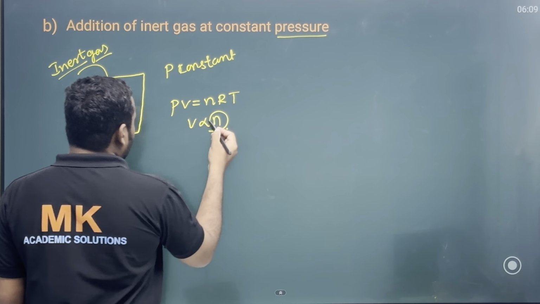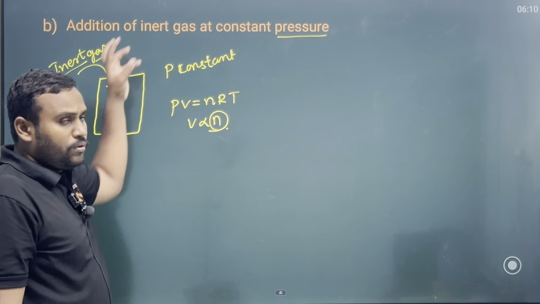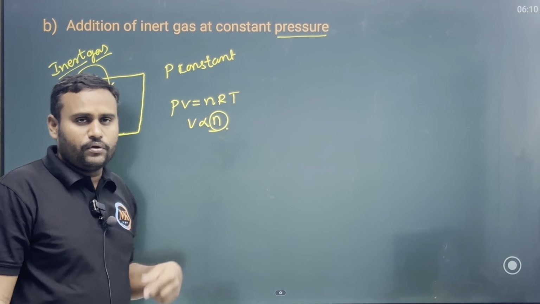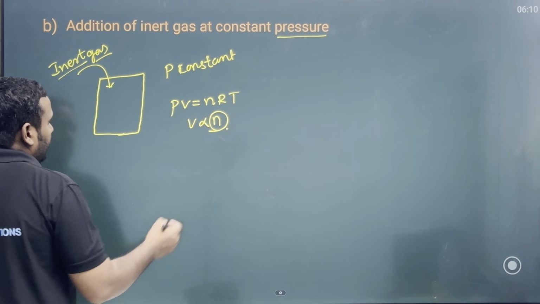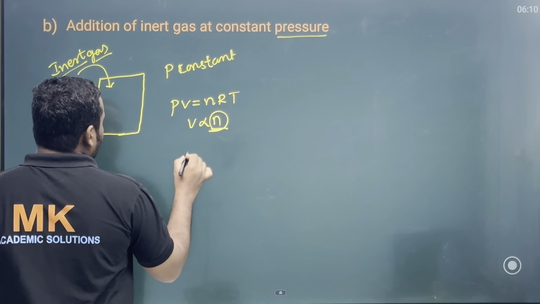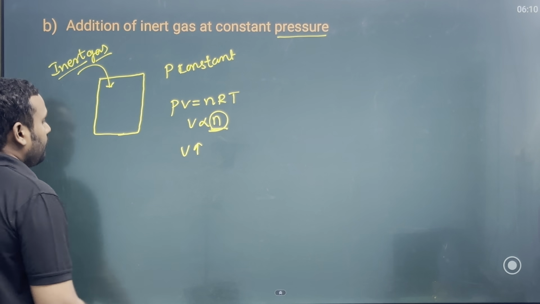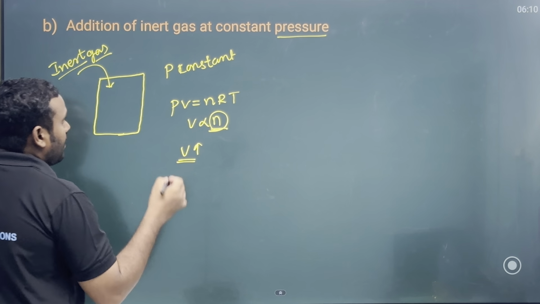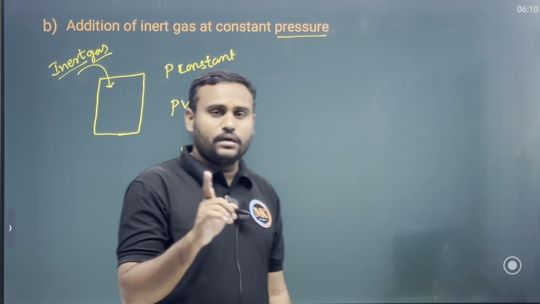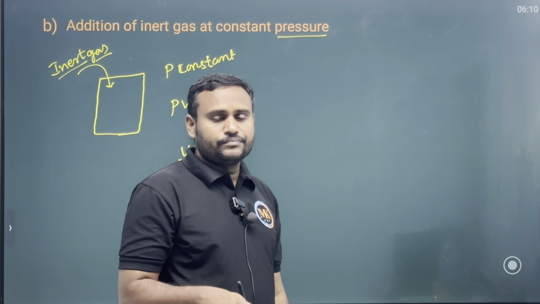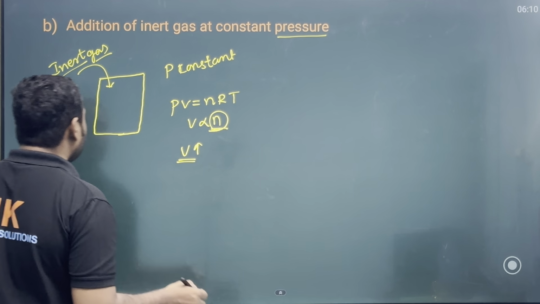Means what is the n here? Amount of gas. So amount of gas we are going to increase, isn't it? Amount of inert gas we are going to increase. When you increase the amount of gas, your volume is also going to be increased. So when we add the inert gas at constant pressure, what will happen? Volume is going to be increased.